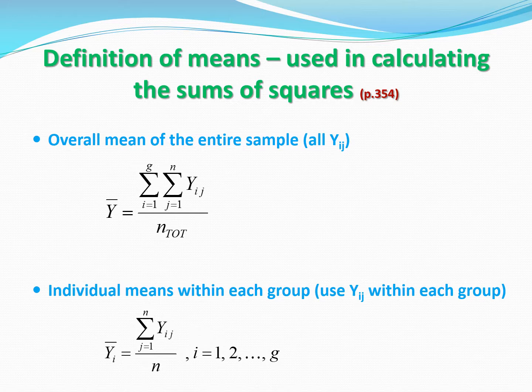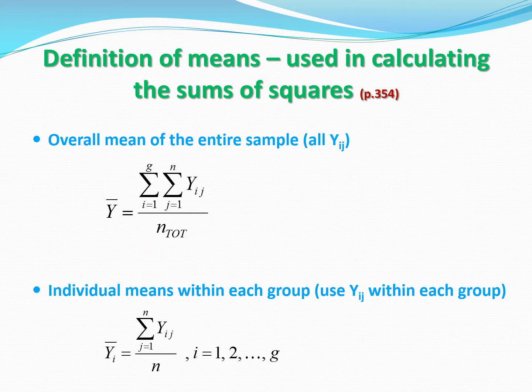Using this notation, we can then define the following means that are used in calculating the sum of squares. The first one, on page 354, is the overall mean of the entire sample. That's indicated by Y bar, and there you simply add all the elements across all the groups, and then you divide that by n total.